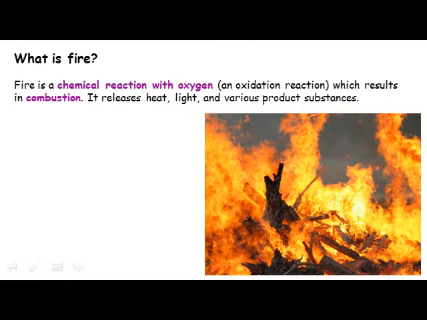Fire is a chemical reaction. It requires a fuel, a substance that will react with oxygen and produce heat when it does so. It also requires oxygen for the fuel to react with, which usually means a supply of air. An oxidation reaction of this kind is referred to as combustion.